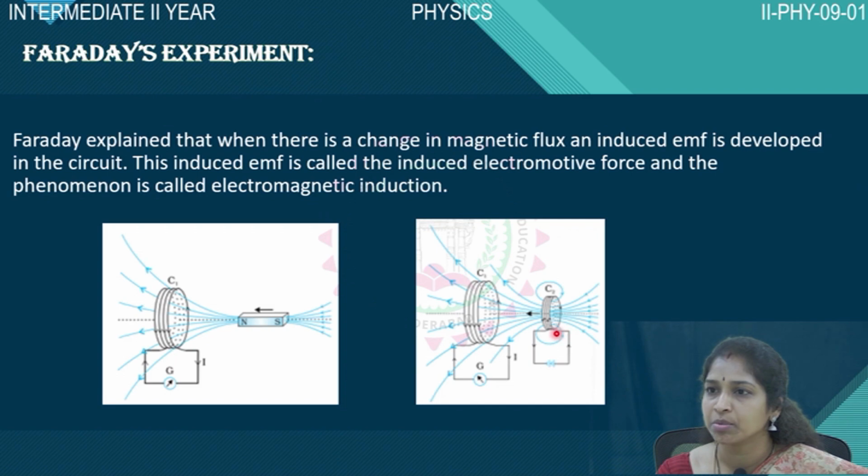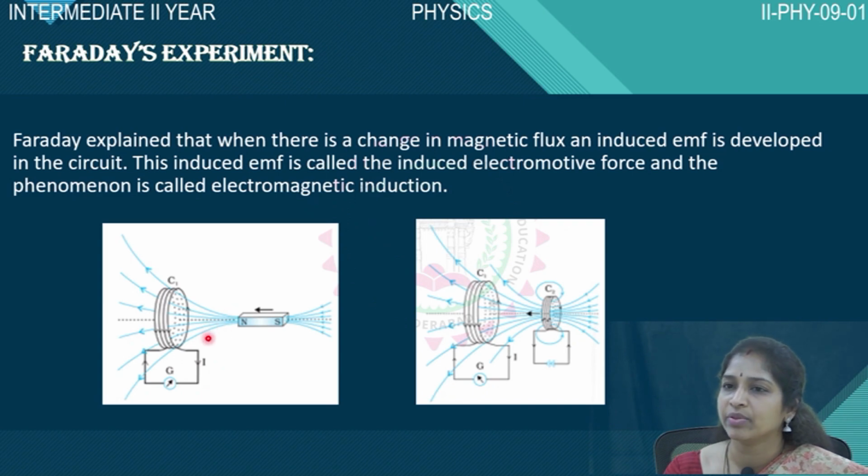When this coil is brought towards coil C1, he observed a deflection in the galvanometer. Then he moved coil C2 away from coil C1, and the galvanometer showed deflection in the opposite direction. That means he observed the same effect as in the first experiment. From these two experiments, he concluded that when the magnet moves towards the coil, there is an increase in the magnetic flux because the number of magnetic field lines cutting across the area is increasing.